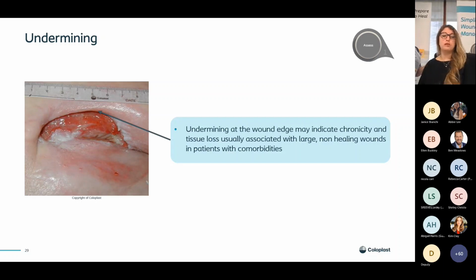So what undermining is, the wound on the outside may be, from what you can see, 2 centimetres by 2 centimetres in width and length. But actually, if you probe underneath that wound, it could expand to maybe 4 or 5 centimetres, going further under those tissues. So that's what we mean by undermining, that the underside of that tissue isn't there anymore.